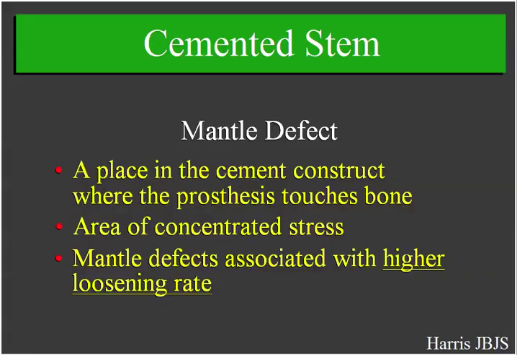Remember this for the boards. A mantle defect is the only area in a cemented stem that's been associated with higher loosening rates. So a mantle defect is a place in the construct where the prosthesis touches the bone. It is an area of concentrated stress. It is associated with higher loosening rates. This is a mantle defect.